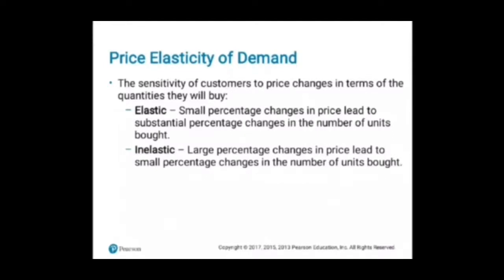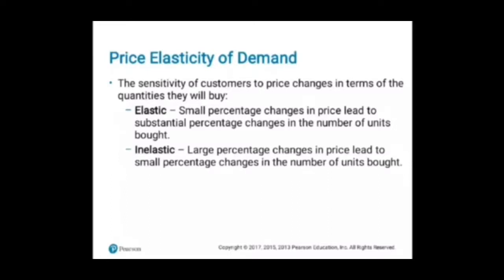Elastic demand occurs when small percentage changes in price lead to substantial percentage changes in the number of units bought. Inelastic demand occurs when larger percentage changes in price lead to small percentage changes in the number of units bought. Unitary elasticity occurs when percentage changes in price are directly offset by percentage changes in quantity.